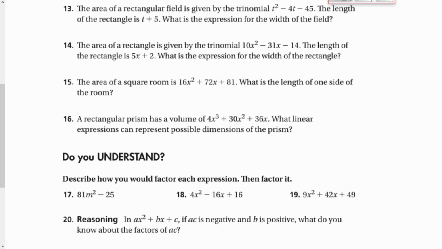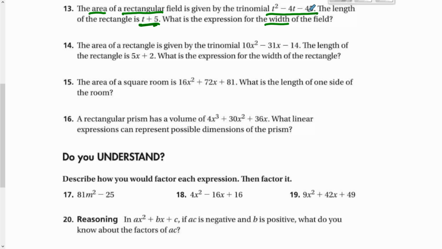Okay, so 13, again, this is all about factoring, so we're probably going to still factor because we're looking for the area of a rectangular field. So that means we have a rectangle, right? This trinomial is the given area, and we want to find the width of the rectangle. The length is given to us, t plus 5. So basically, we're factoring it. We already know one factor is t plus 5, and we want to find the other factor.